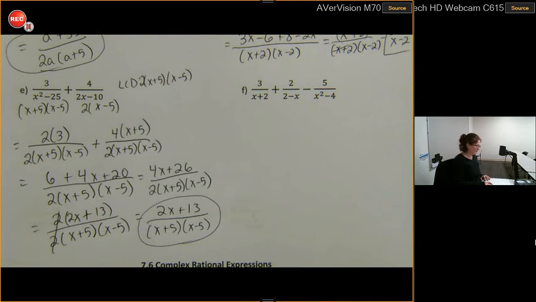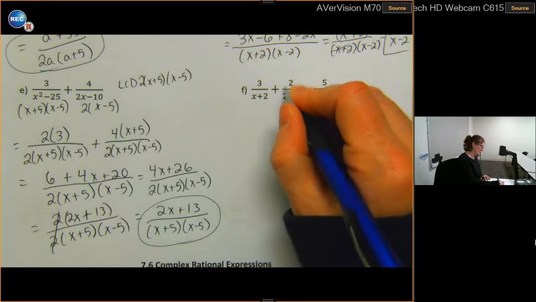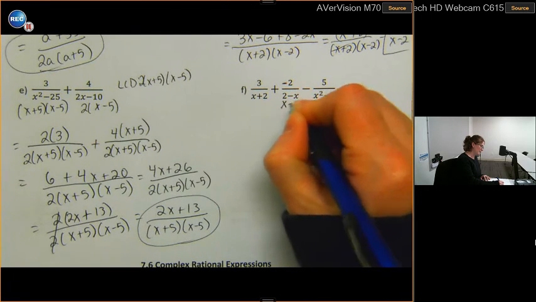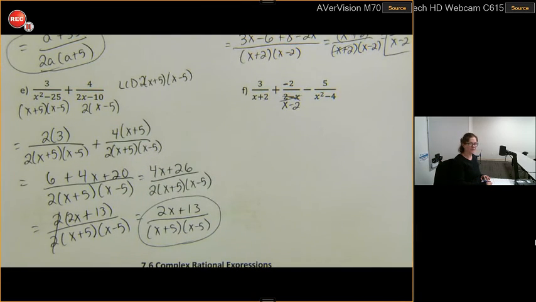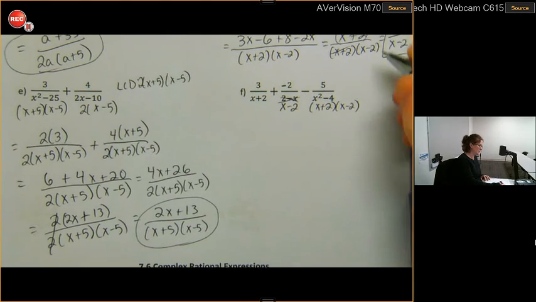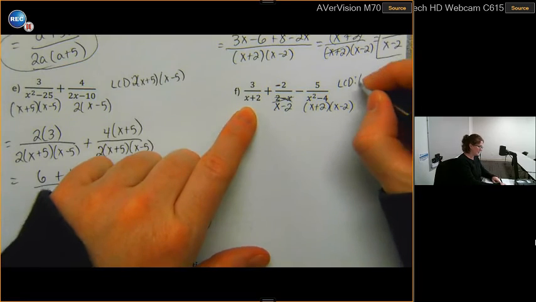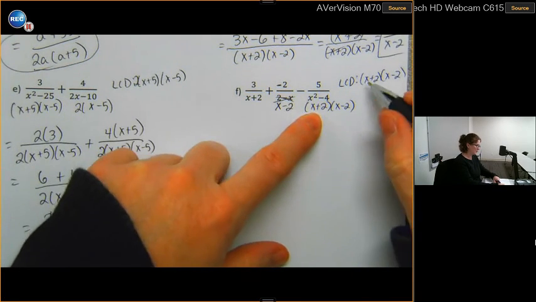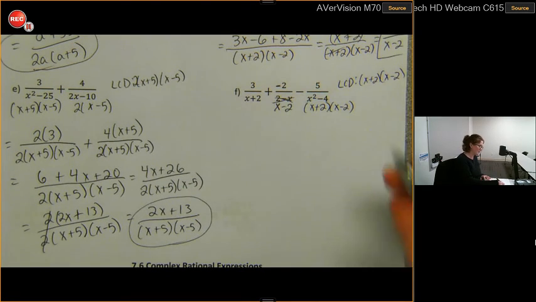Then in part F, this is backwards, so I'm going to put a negative sign since I would take out a negative 1 and then make it x minus 2. And then I just move that negative sign up to the numerator. And this is x plus 2, x minus 2. So the LCD, I have x plus 2, x minus 2. x plus 2 is already there, x minus 2 is already there. So just x plus 2 times x minus 2.